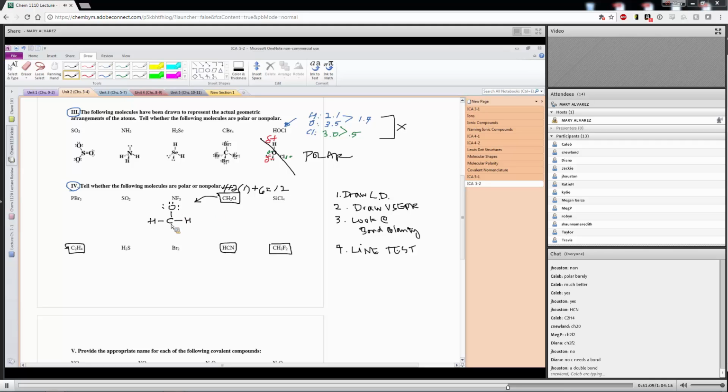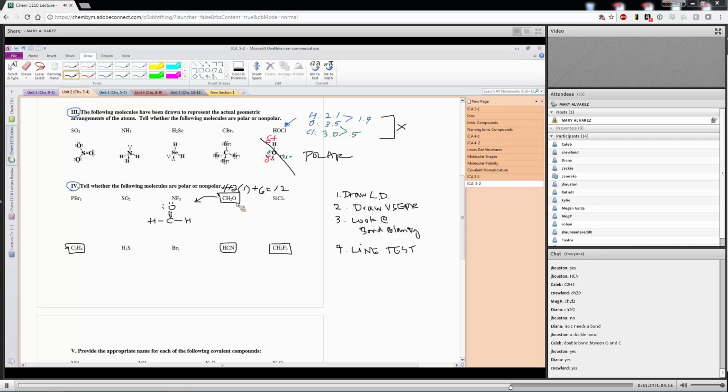Carbon needs an extra bond. It only has 6 electrons. So I'm going to take those last 2 electrons I put on the oxygen, and I'm going to move them there. Is that good? Everybody happy now? Excellent. So I've done step 1.